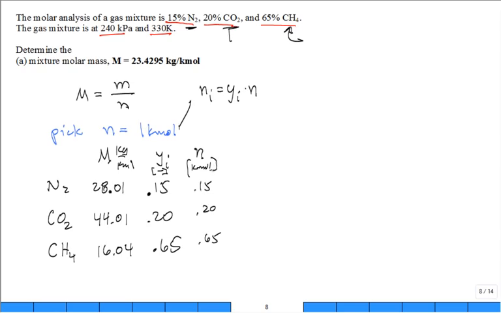Now that I know how many kilomoles I have, I multiply that by the molar mass to get M in kilograms, don't I? Yeah. So 0.15 times 28.01, I believe that comes in at 4.2015 kilograms. And then the next is 8.802 kilograms, and then 10.406 kilograms. All right, I add those three up, and what does it give me?